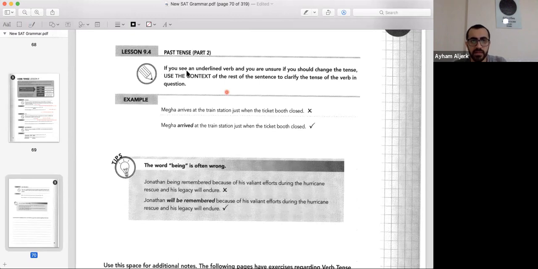Again, for past tense, if you see an underlined verb, let me just have the spotlight again. If you see an underlined verb and you are unsure if you should change the tense, use the context of the rest of the sentence to clarify the tense of the verb in question.